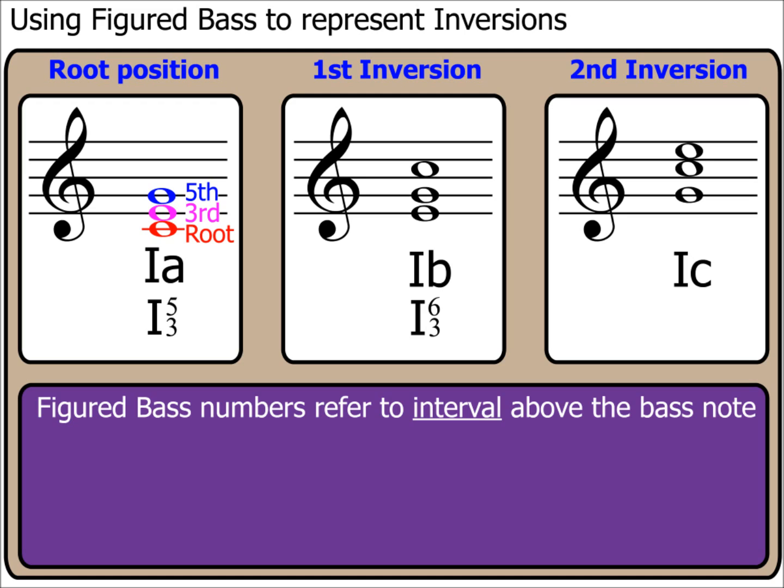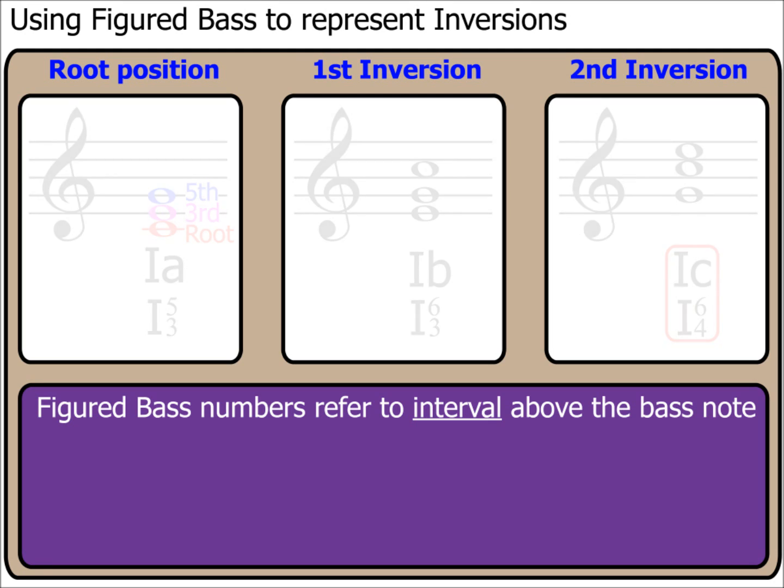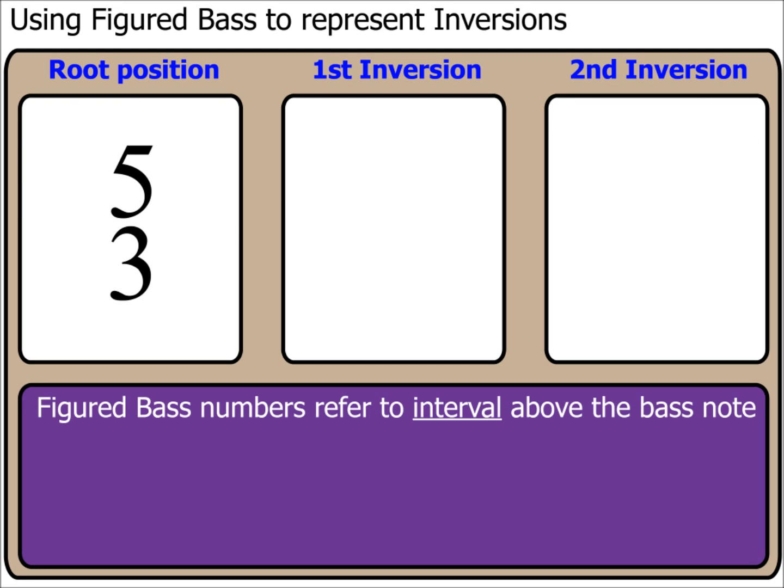Finally, here's chord 1C of C major. Remember, this is chord 1C because the G, the fifth note of the chord, which I've highlighted blue, is in the bass. The C, highlighted red, is still the root, and the E, highlighted pink, is still the third. If we decide to use figured bass, we use 6/4. That's because the notes above the bass are a fourth, the C, and a sixth, the E, above the bass note. So we could refer to this as chord 1-6-4. So in a nutshell, 5/3 represents root position, 6/3 represents first inversion, whereas 6/4 represents second inversion.